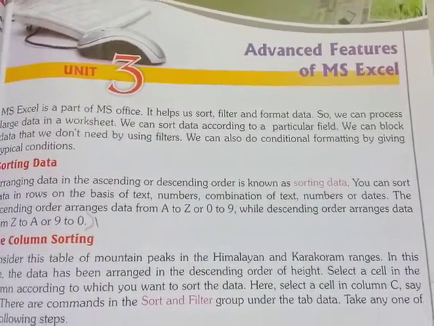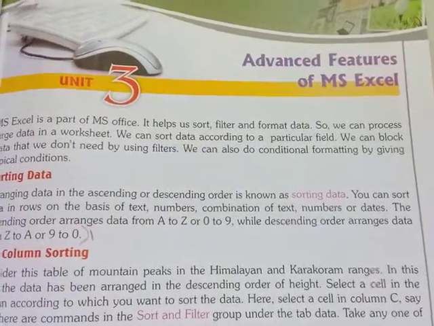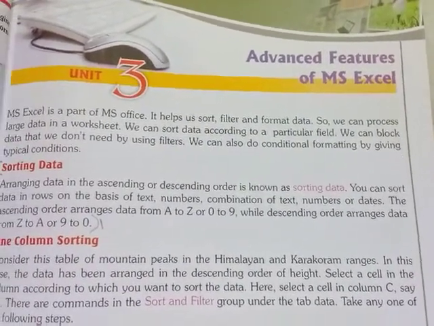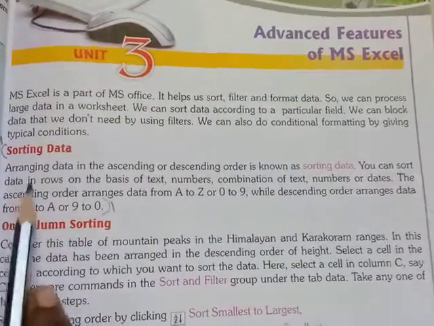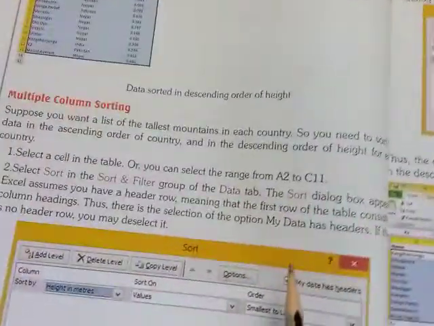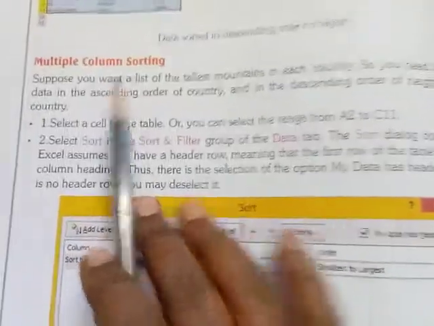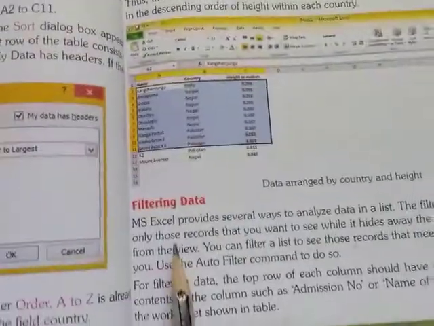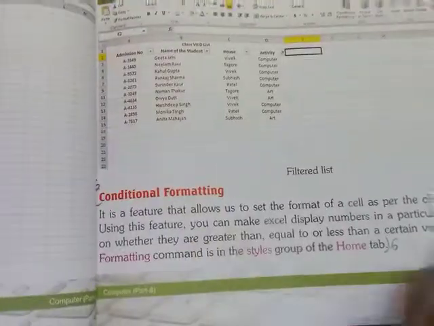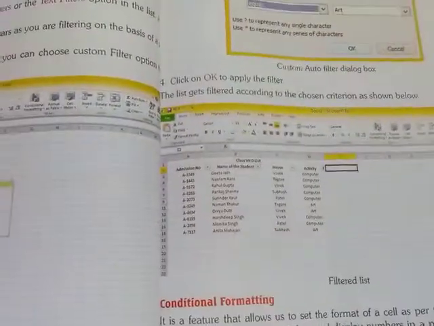Children, we learned the third lesson, advanced features of MS Excel, in the last class. In this lesson we learned about sorting data, one column sorting and multiple sorting. Next, filtering data, custom filtering, and conditional formatting. These all we learned in the last class, children.